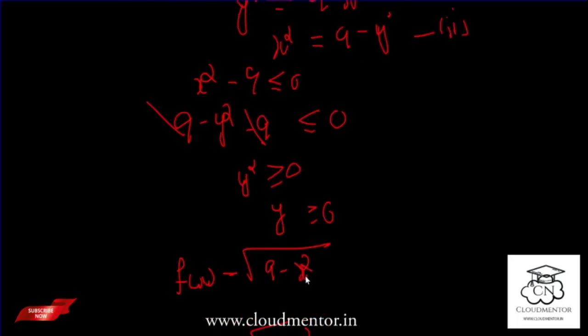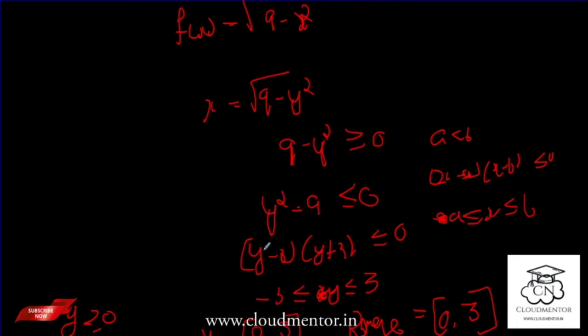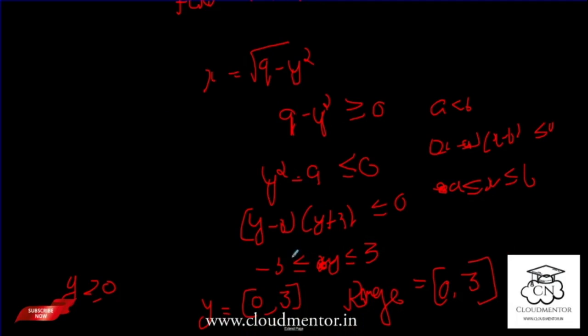Applying those conditions and simplifying, we got the value of y between minus 3 and 3. So we got the final answer, that is y belongs to the closed interval 0 to 3. And now moving to the next question.